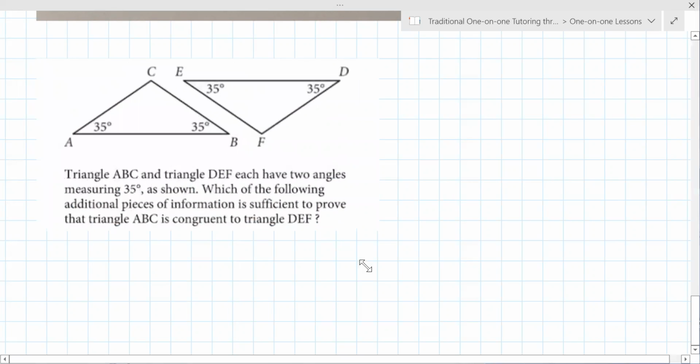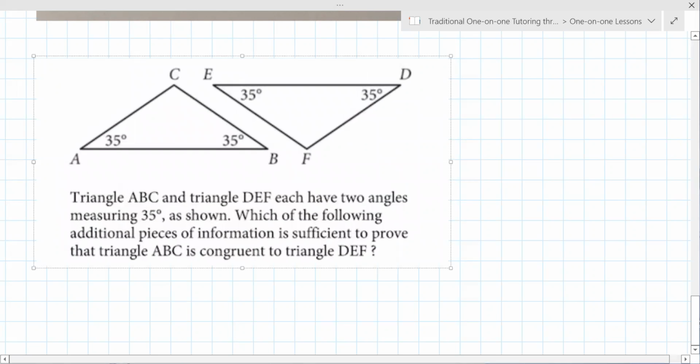All right, Sourish, you ready to continue here? Just for a few minutes. Okay, so here's a triangle, actually two triangles. It says triangle ABC and triangle DEF each have two angles measuring 35 degrees as shown.